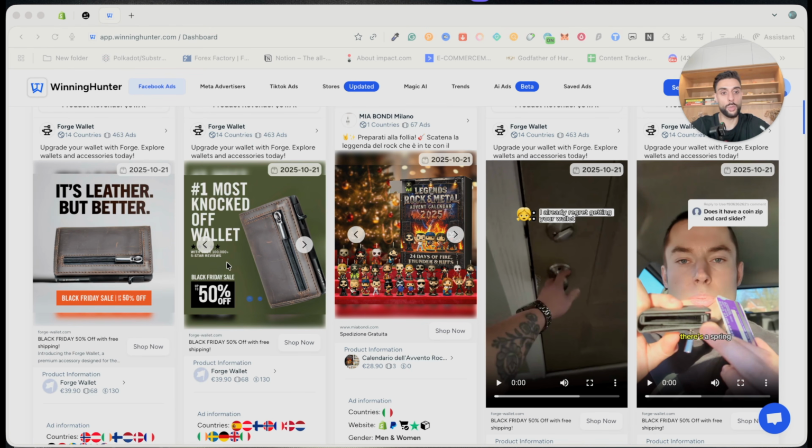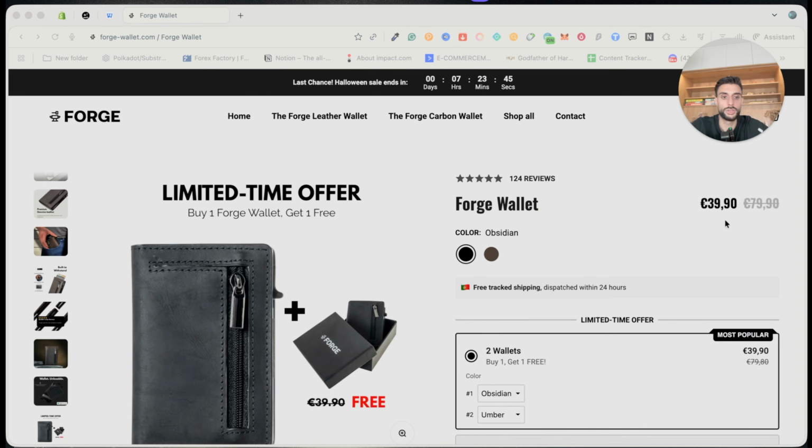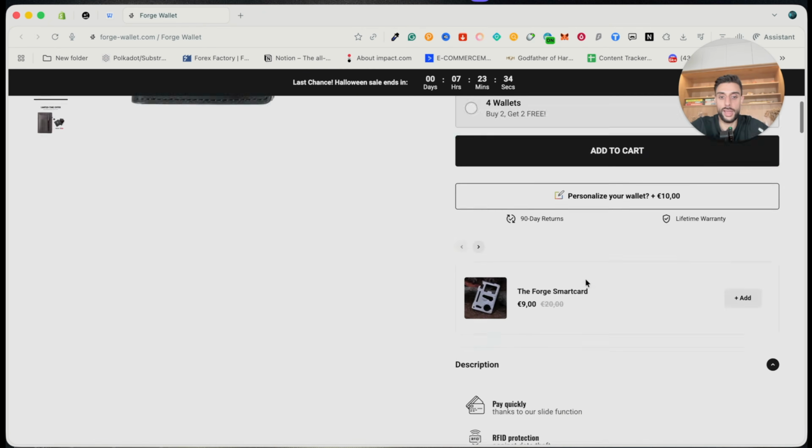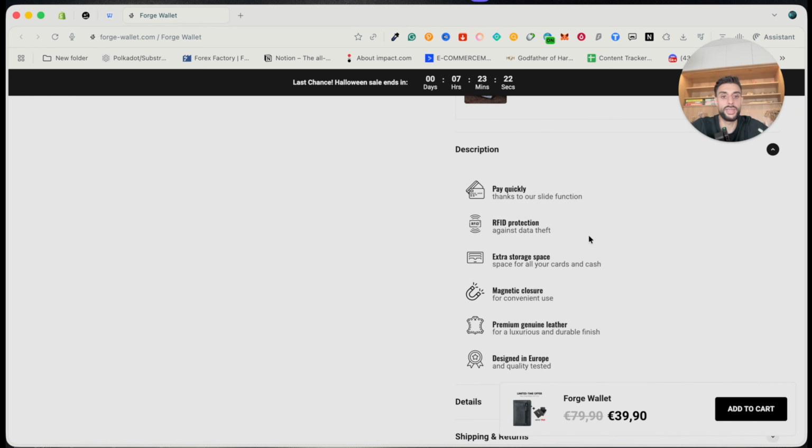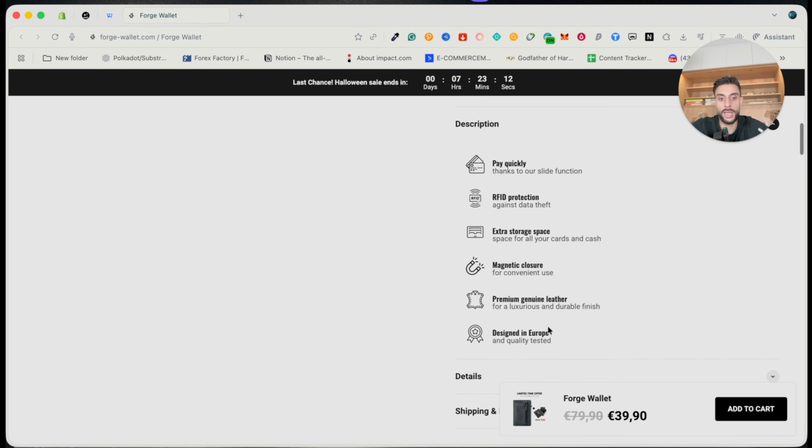So let's look at what they're doing on their website. You can see they used to sell this wallet for 79 euros, which is like $100, and now they're trying to do it for around about $50. They're literally doing a 50% off. And the question is, why are they doing that? Now, these are their key selling points: pay quickly, RFID protection, extra storage space, magnetic closure, premium genuine leather, and designed in Europe. So that's basically their pitch to say why it's worth the price.